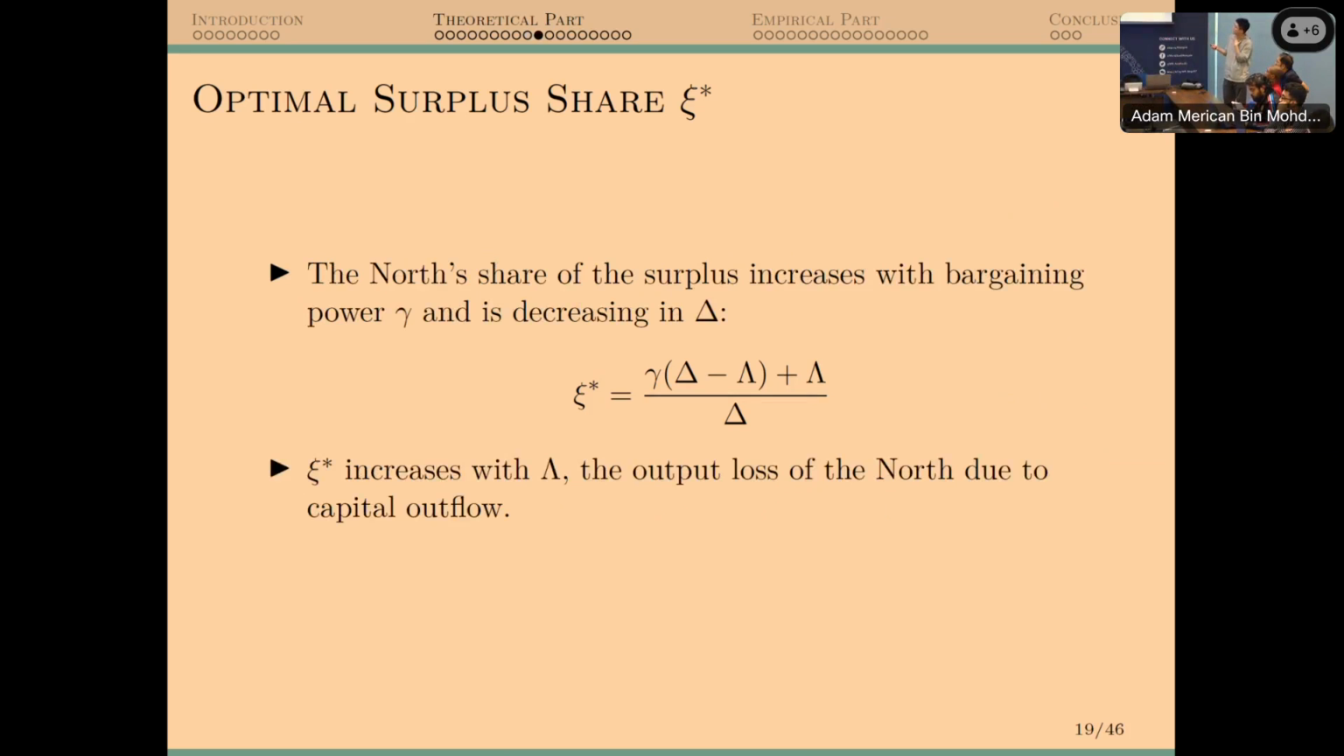Okay, so we also find that the share increases with lambda, which means the output loss of the north due to the capital flow. If you have more loss because of the FDI to the south country, then the north country deserves a larger proportion of the surplus back.